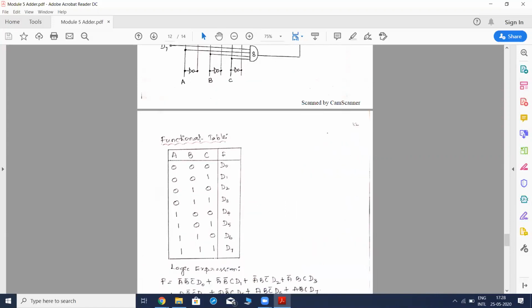Here we have the functional table. In the functional table, I am going to explain one of the rows. We have A, B, C. First, write down the binary table. You already know how to write the binary table because I have already explained it. In this, A becomes the most significant bit and C is the least significant bit.